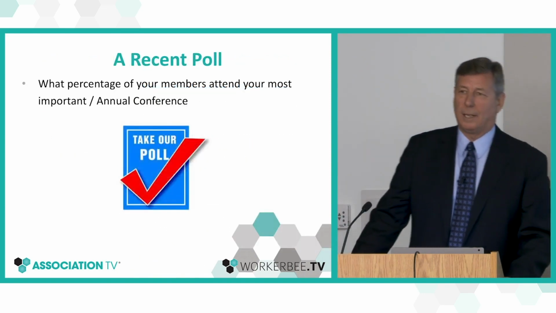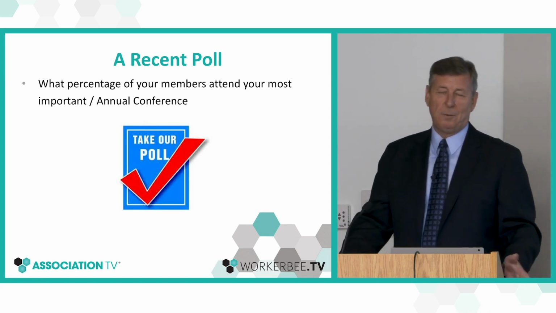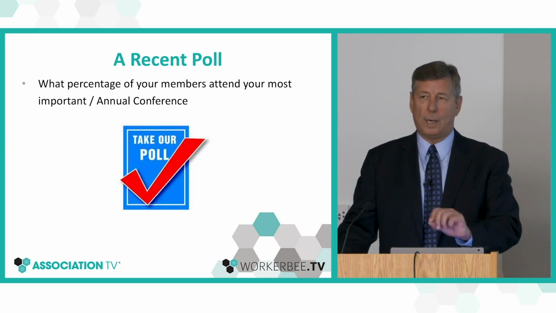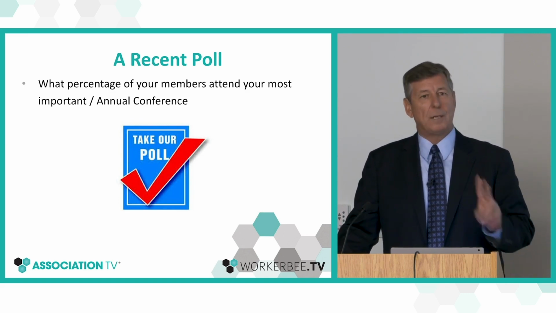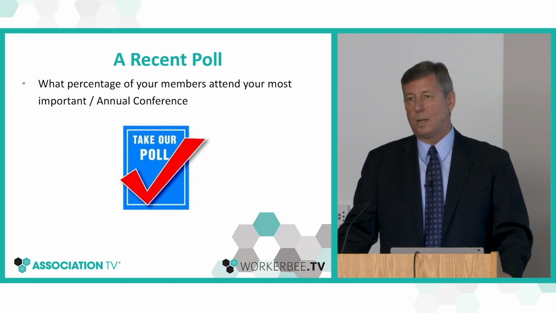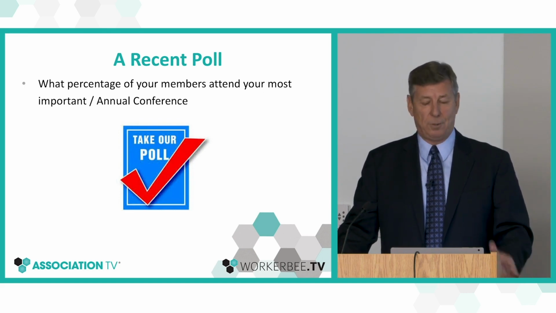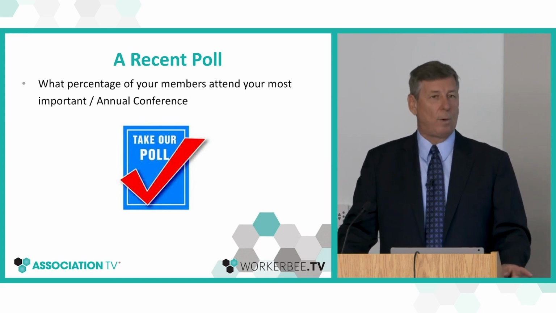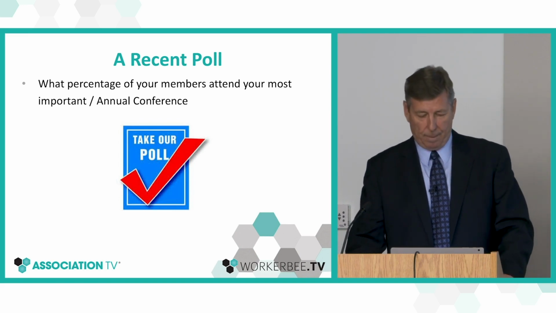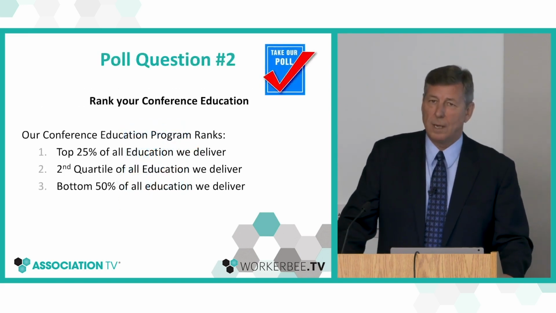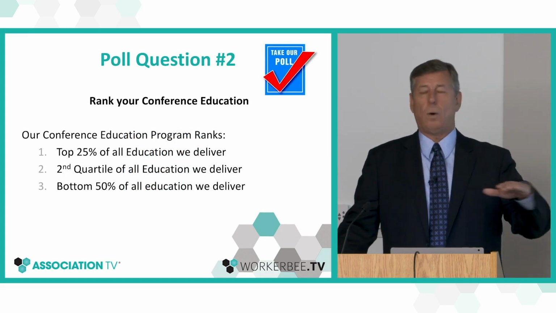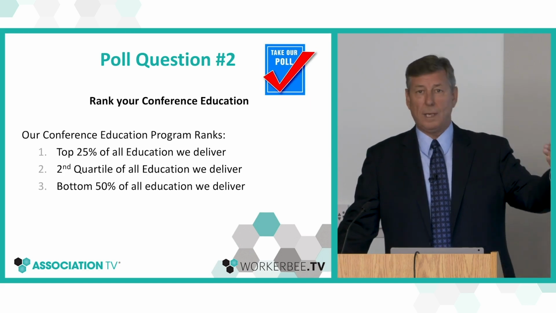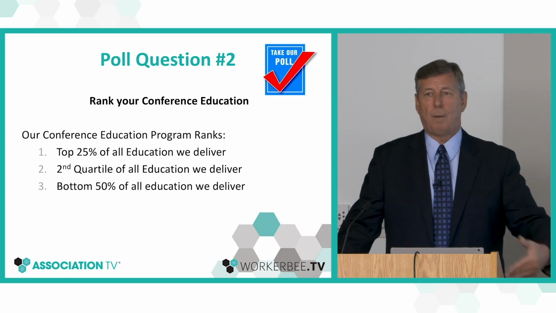So we did a webinar recently, and it was an interesting webinar. It was on 5 ways to make your conference last all year long. We're going to touch on a couple of those in this meeting, but I asked 2 poll questions. We had about 40 associations on the webinar, and I found the data really interesting, so I wanted to share it with you today. First question, what percentage of your members attend your most important or annual conference? The second question that we asked was, your annual conference, if you had to rank the quality of the content in all of the content that you provide, would it be in the top quartile? Would it be in the second quartile, or is it in the bottom 50?